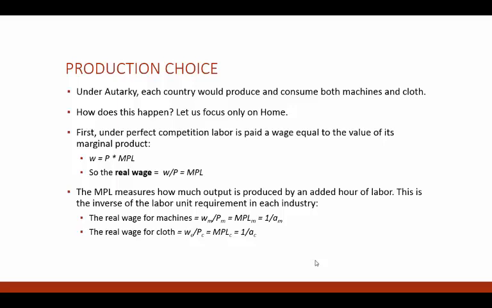Rearranging this gives us the real wage, W over P, which is equal to the MPL. In other words, what can be purchased from an hour of labor working is the quantity of that product that is produced from that labor hour being used to produce that good. It is intuitive then to see that the MPL in each industry is simply the inverse of the labor unit requirement in each industry.